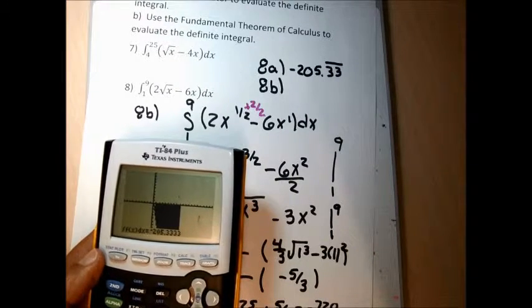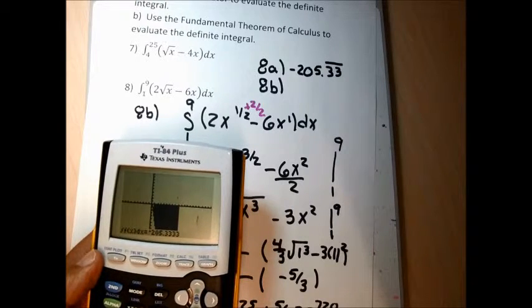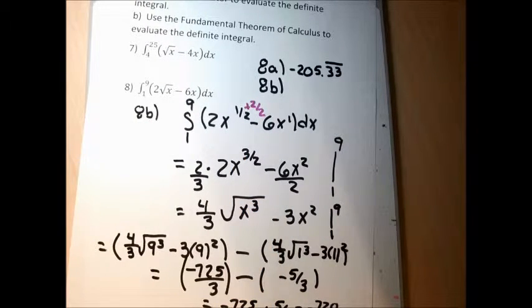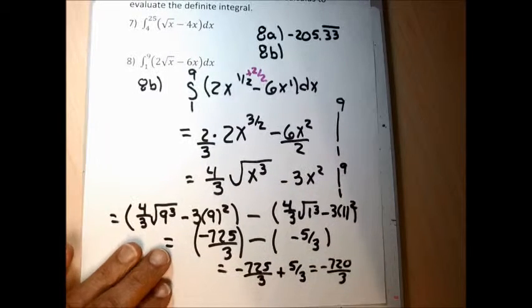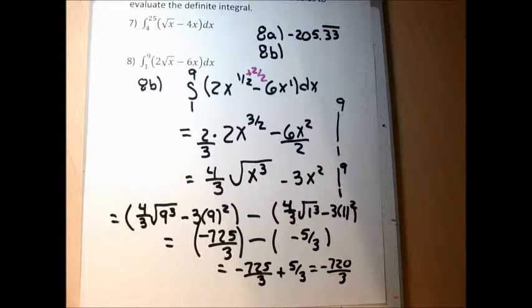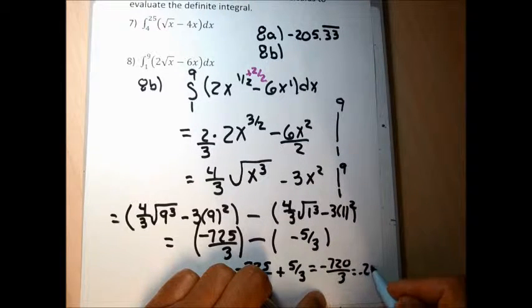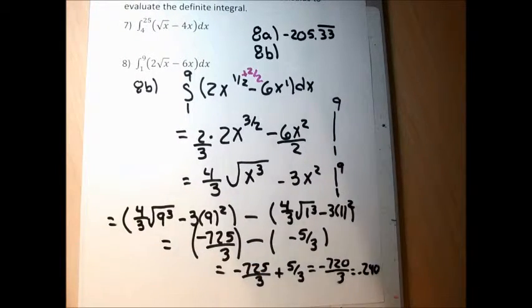So that I feel good about. Means somewhere in my work for part B, I have a mistake, I think. So let me try to find it. That's the nice thing about doing the check on your calculator. If your calculator answer and your by hand answer don't match up, then you made a mistake on one of them. And my by hand answer came out to minus 240.